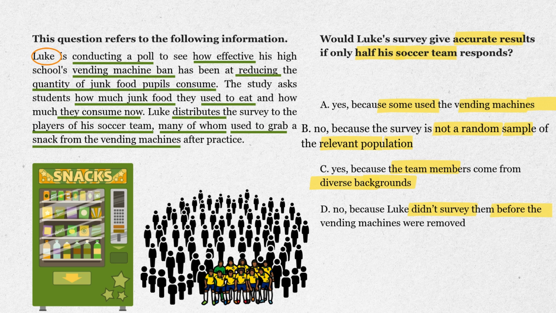Soccer players might have different dietary habits, exercise routines, or snack needs that distinguish them from the general student body. Therefore, the sample is biased, and the results cannot be accurately generalized to the entire school, regardless of the response rate. So the correct answer is B.